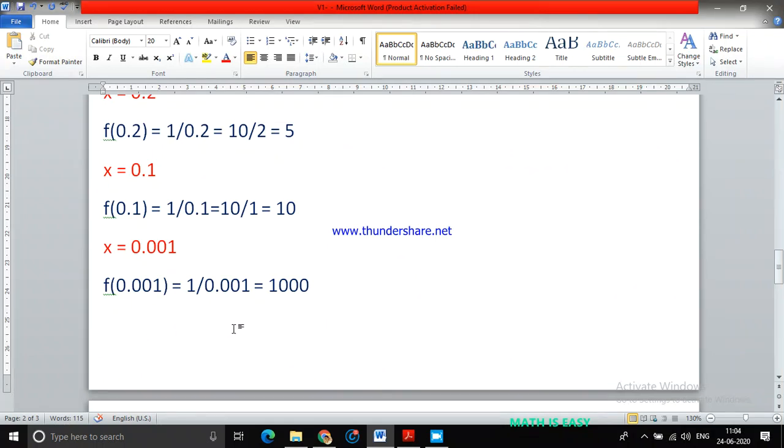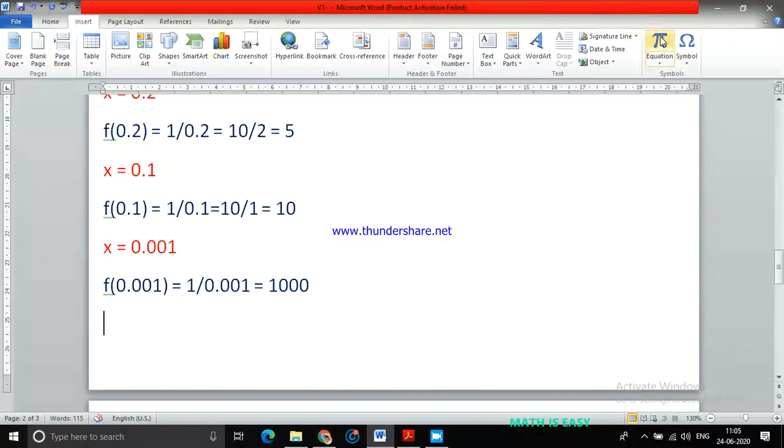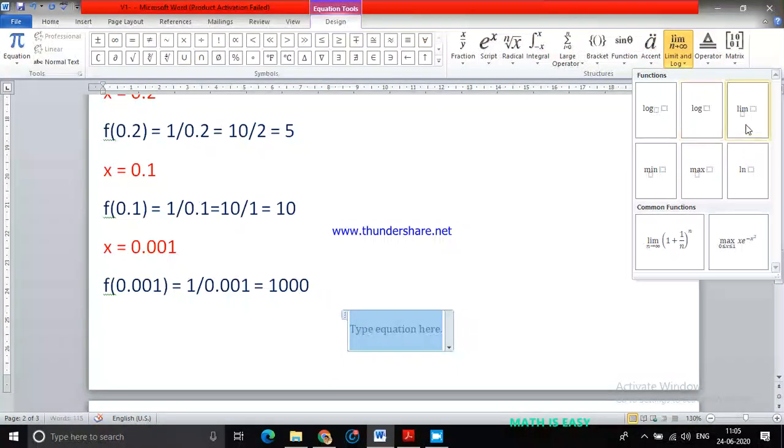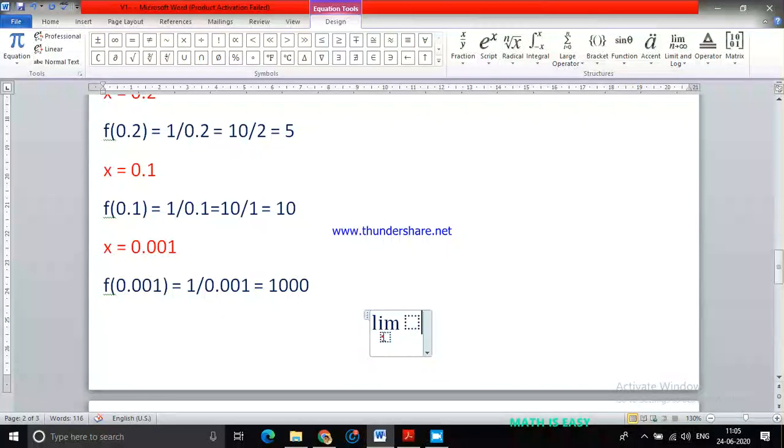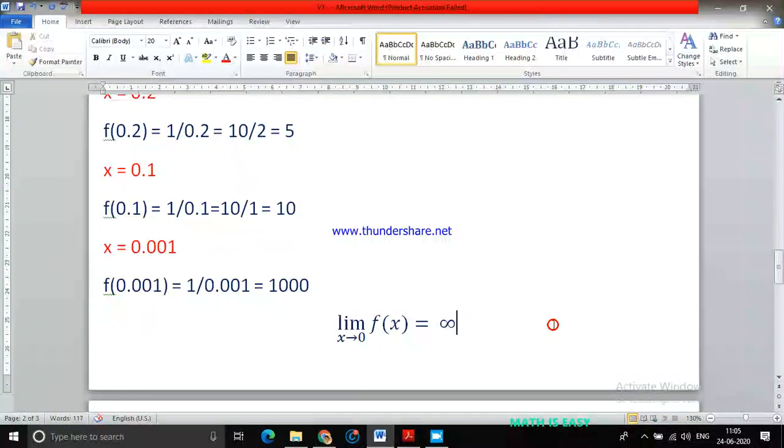So this is where we define the term which we call limit x tends to 0. X is going towards 0, then f of x value will go towards infinity. Okay, so this is the answer. As x is going towards 0, f of x value will go towards infinity.